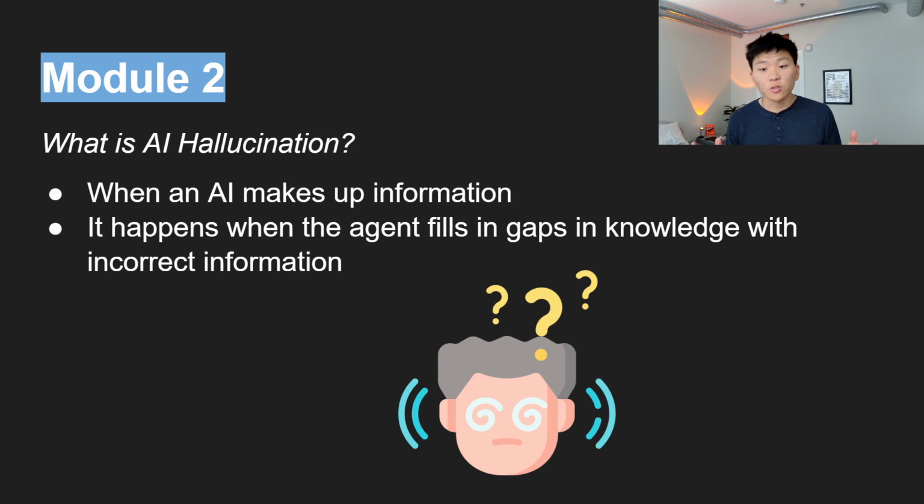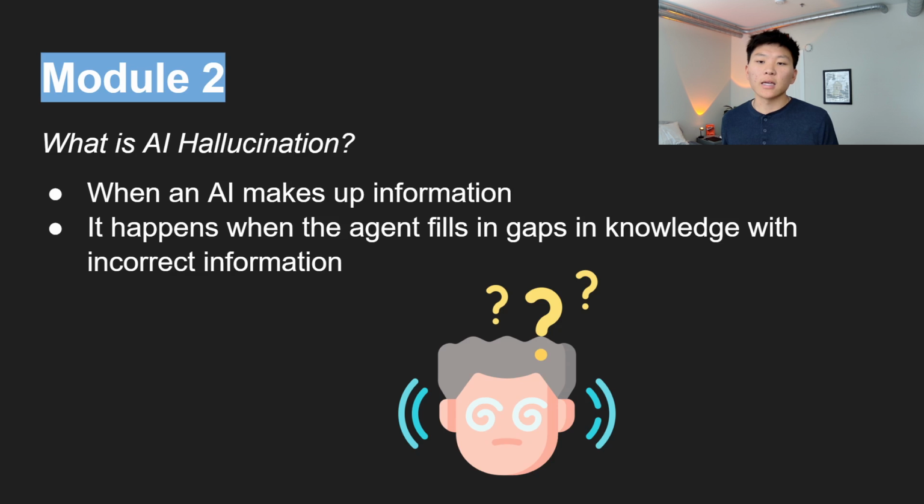Before we finish Module 2, there's an important concept I wanted to talk about real quick that you may have heard about in regards to AI agents, which is AI hallucination. AI hallucination is the term used when an AI generates a response that seems plausible, but it's actually completely made up or incorrect. And this happens when the agent fills in gaps in knowledge with information that it just invented. It sort of hallucinated and gave you that response.